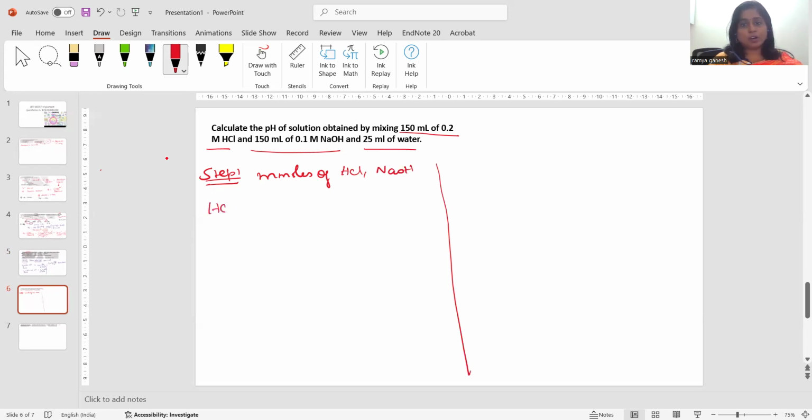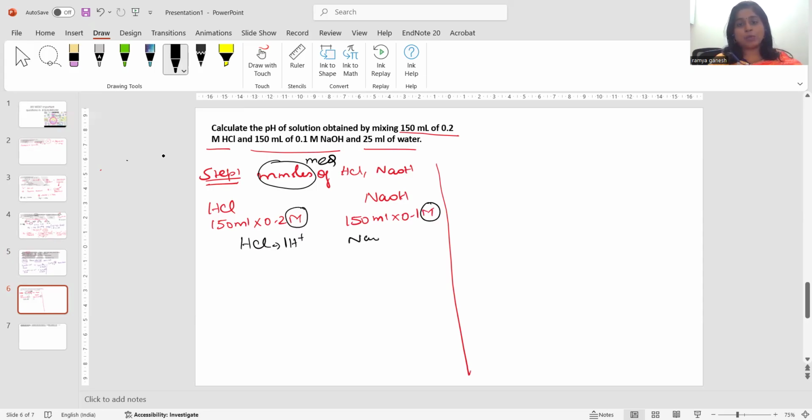So HCl, how much are you taking? 150 ml of 0.2 molar. Sodium hydroxide, how much are you taking? 150 ml of 0.1 molar. Remember, millimoles means milli equivalents, which means it should be in normality. But we know HCl releases 1 H plus and NaOH releases 1 OH minus. Therefore, their molarity is equal to the normality.